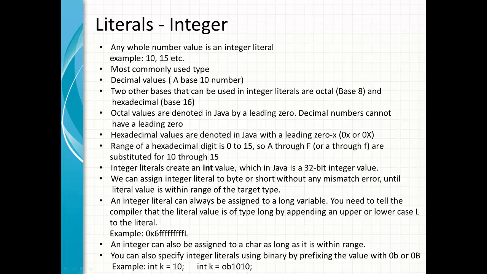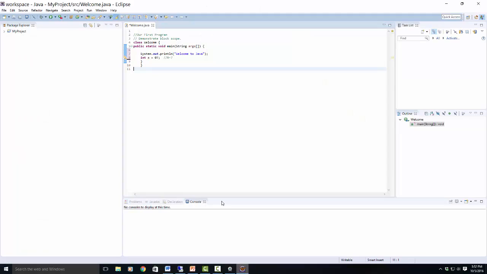Now let us try these 3 things. First of all, we will see how to assign hexadecimal. Then let us see how to assign binary. And then we will see how to assign an int literal to a character value, which you have already seen, but I will show you once again. So let us look at this one. I will go back to our IDE.